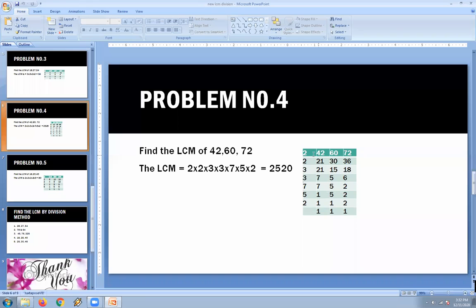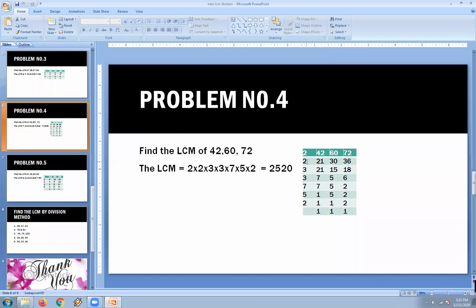For 42 is divided, 2 2s are 4, 2 1s are 2. Then 60, 2 3s are 6, it is nothing but 2 30s are 60. Then 72, if you divide, 2 3s are 6, 1 will be retained, 2 6s are 12. So the second step got over. Now we'll go for the next step.